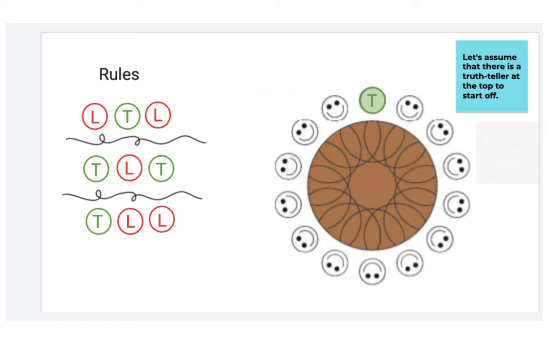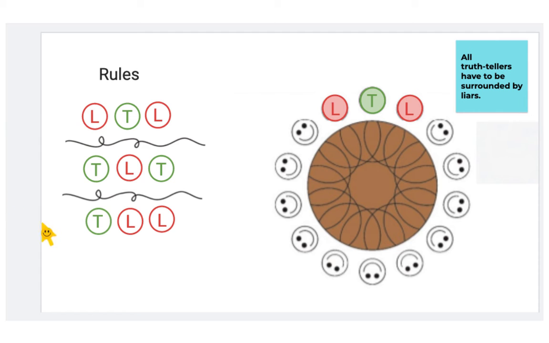Well, to start off, let's assume that there is a truth teller at the top of the table. All truth tellers have to be surrounded by liars, so obviously, if the person on the top is a truth teller, then his neighbors have to be liars. Okay, so next, we can keep going down.